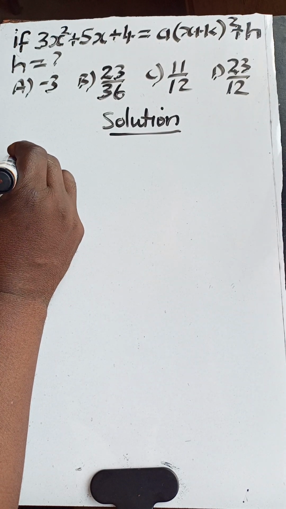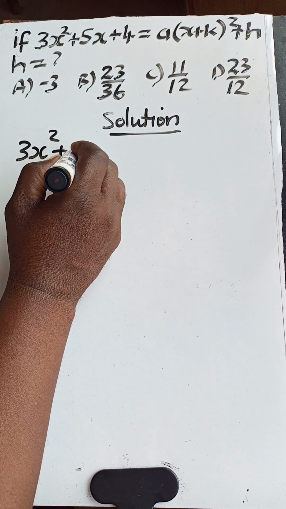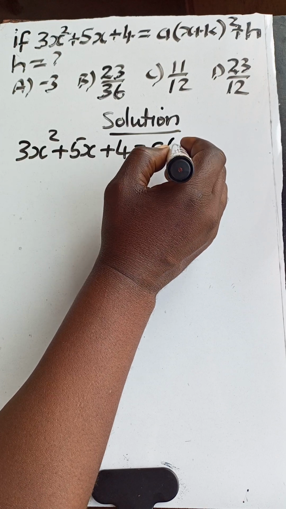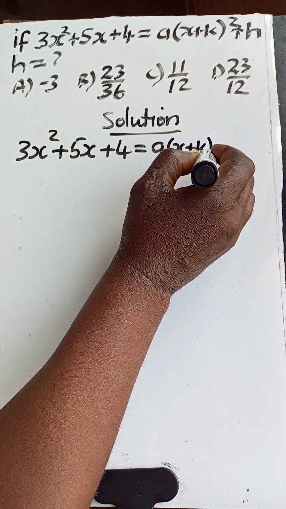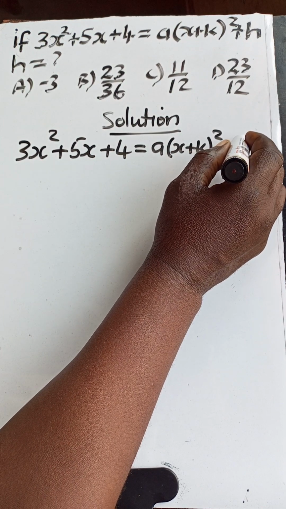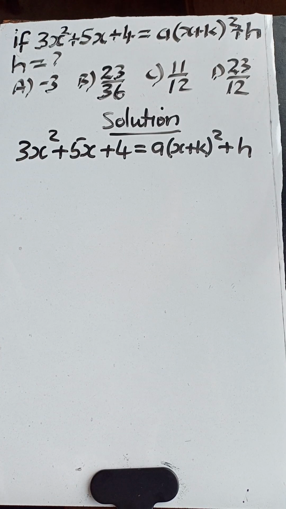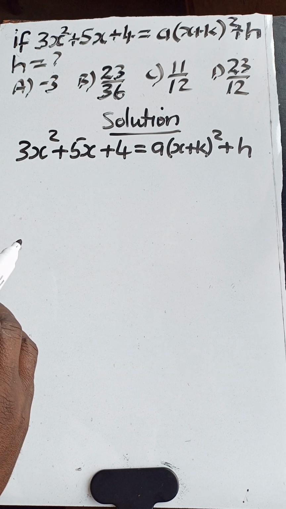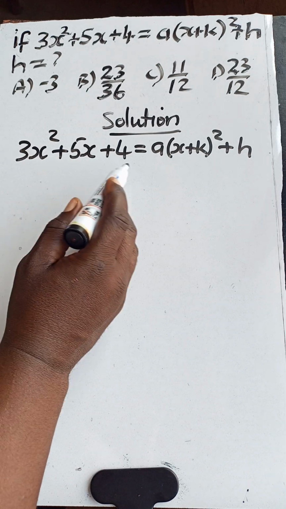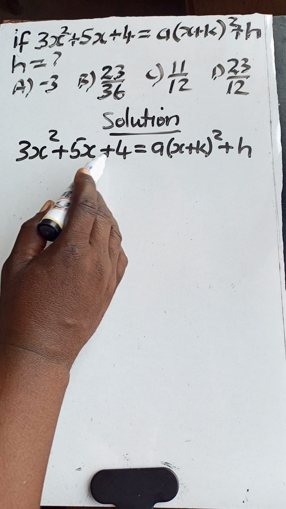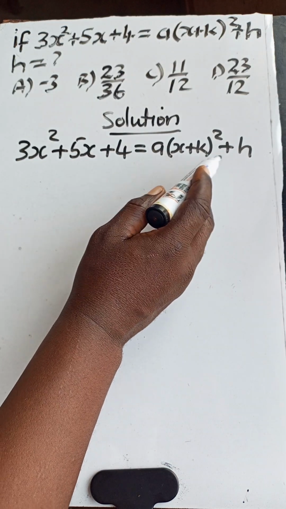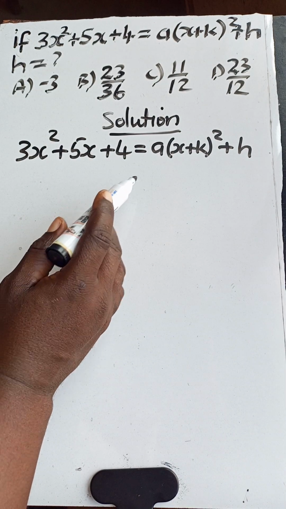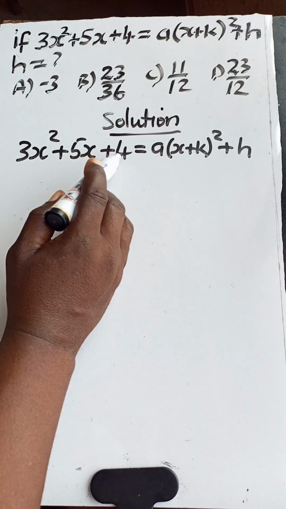We are told that 3x squared plus 5x plus 4 is equal to a into (x plus k) all squared, plus h. And then we're asked to find the value of h. Okay, so let's look at it carefully. This is a complete quadratic expression, and here we expect this also to be a quadratic expression in terms of x. So this one is already in complete form.